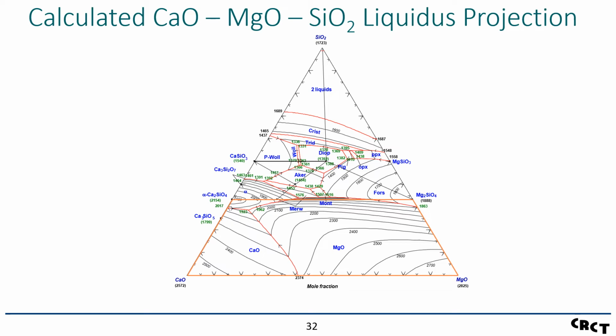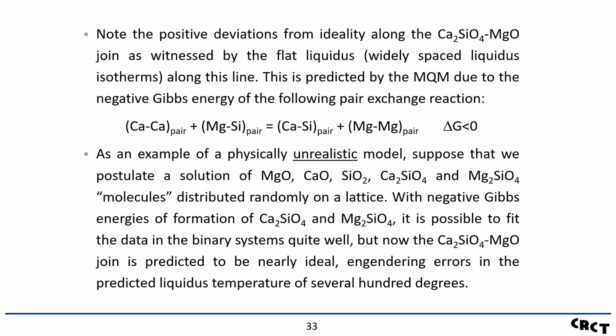I draw your attention now, talking about models being adequate, to this join between the magnesium oxide and the alpha calcium silicate. We notice that the liquidus isotherms are very widely spaced, meaning that you've got positive deviations along this line, positive deviations from ideal mixing, which, as you know, indicates a tendency to demixing, indicating magnesium oxide and calcium silicate have a tendency to demix. This is given directly from the model.